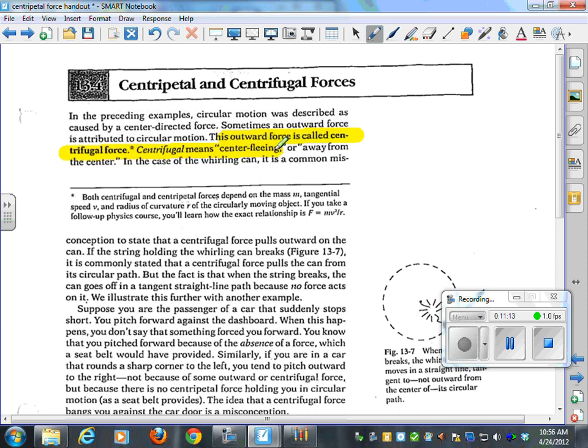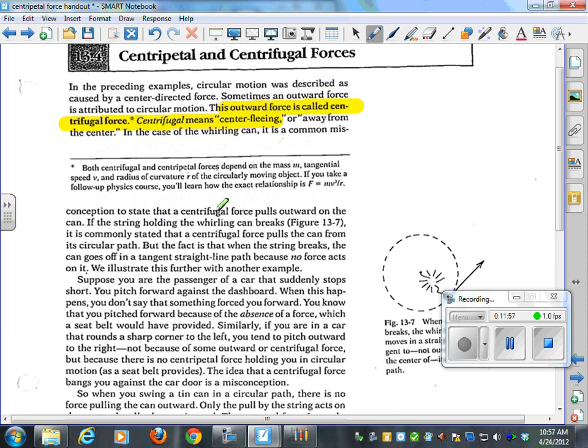In the case of the whirling can, it's a common misconception to state that a centrifugal force pulls outward on the can or the rubber stopper. So when I'm spinning it around in a circle, is there a centrifugal force on the rubber stopper? No. There's a centrifugal force on the string. I'm pulling on the string. The string in turn pulls on the stopper. Now, because of Newton, right? Equal and opposite. If the string pulls on the stopper, guess what? The stopper pulls on the string. Is there an outward force on the string? Yes. That's the centrifugal force. It's the outward force on the string. Inward on the stopper, outward on the string. Okay? That's the centrifugal force.